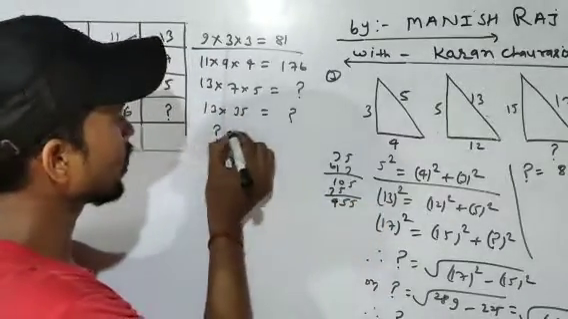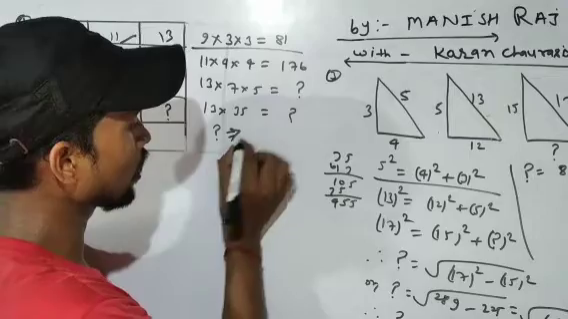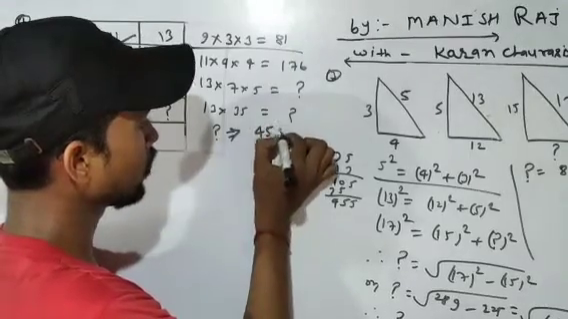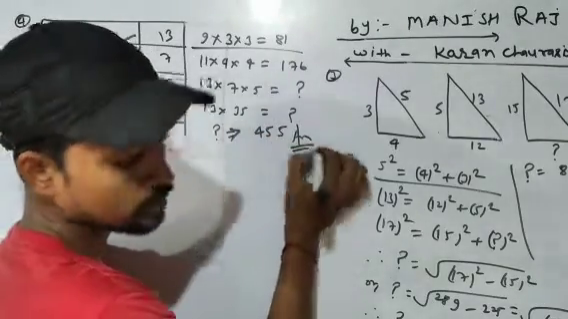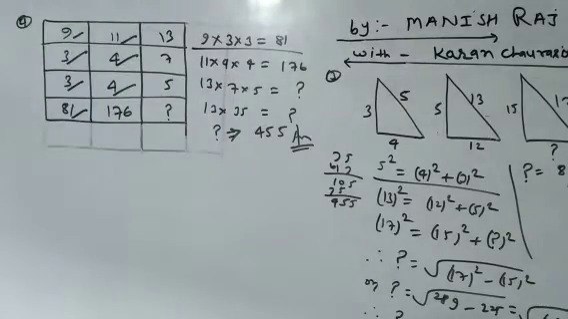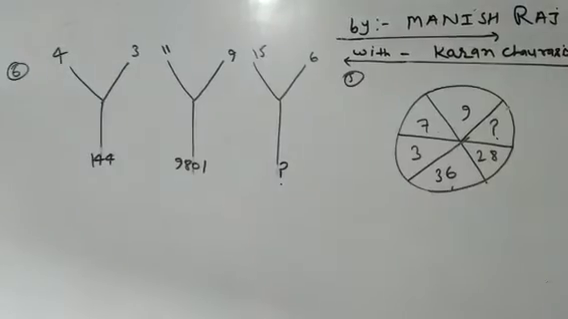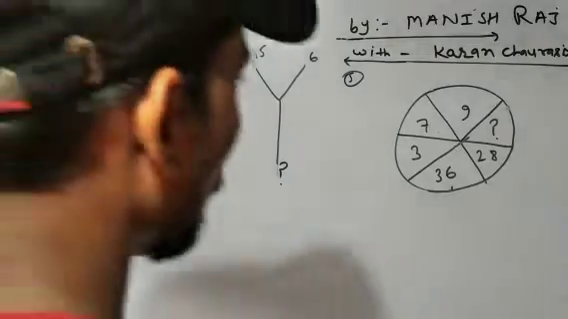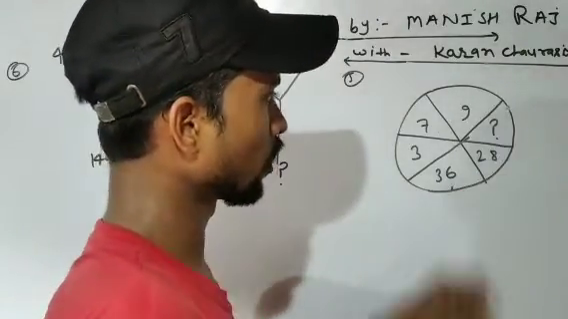We can of course write at this place 455. Understand? You may note it if you want. According to the next question, we have to find out the missing number.